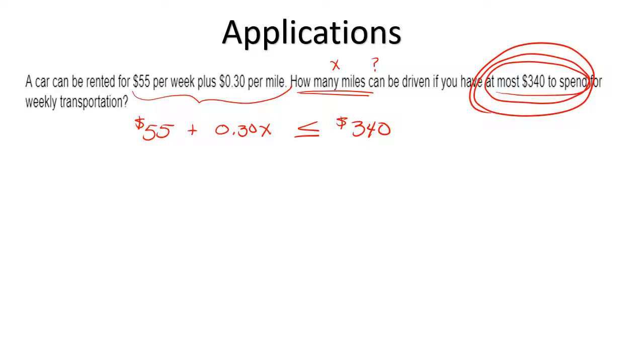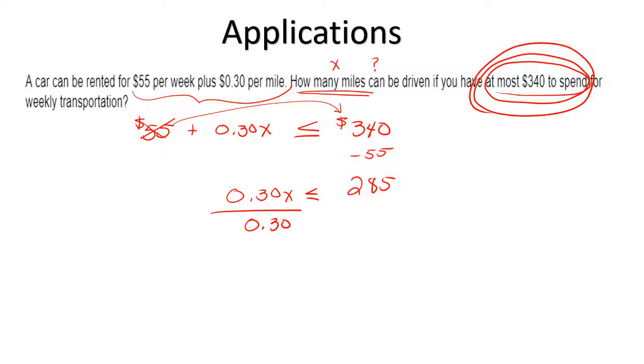Now, let's solve this. If I subtract the $55, then I have 0.30x less than or equal to, and just go ahead and do that subtraction, it's 285. And then I would divide by the coefficient 0.30. And that would be 9,500 miles. That can be driven with my $340.